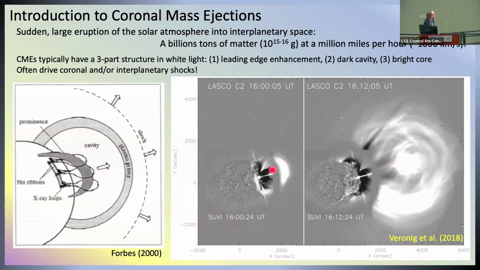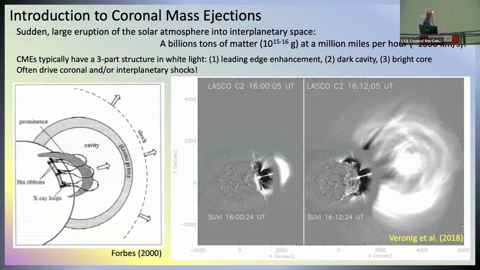So out here, this is the bright leading edge, this is the pileup. You can see there's a dark cavity in the middle, and then there's a bright central core. And so this is what they call the three-part structure of CMEs. This is pretty simplistic, but it works pretty well, and it does explain most of the large-scale features of the observations.